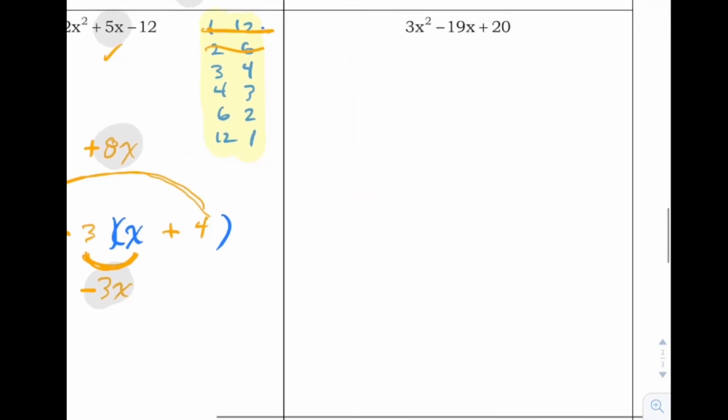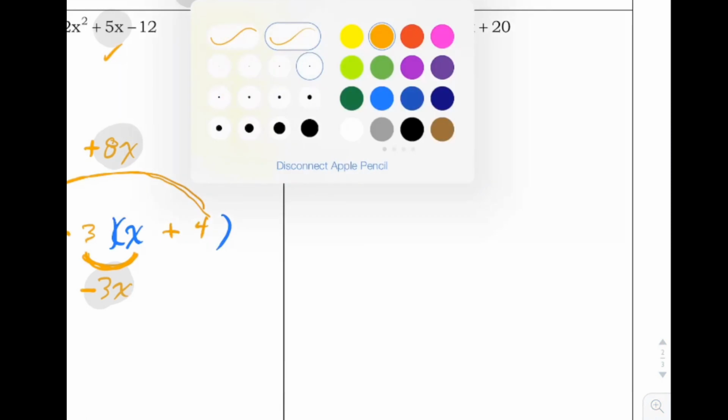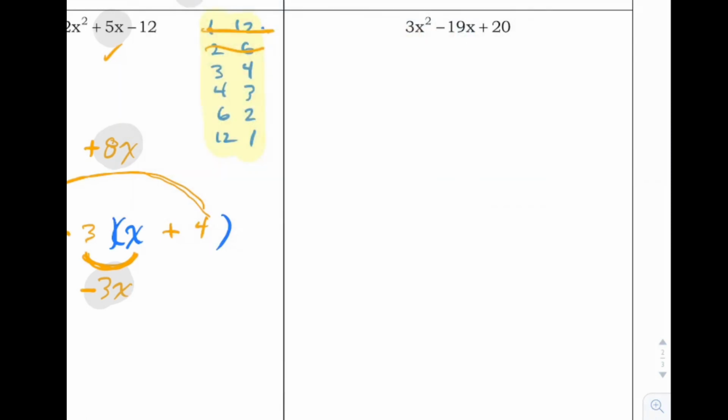Now what do we got here? Well, again, it's not x squared, so you know it's not friendly, but it's a 3x squared, so that's not so bad. The reason I say it's not so bad is because there's only one way to break up 3x squared. 3x times x. So at least that part you know, right? The 3x squared, there's not too many things to try there.